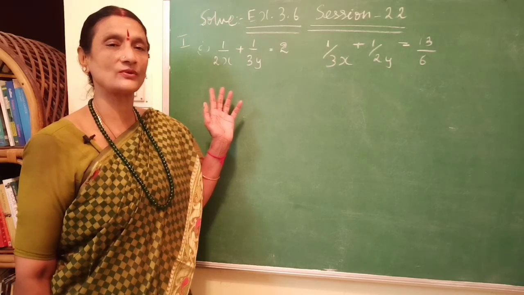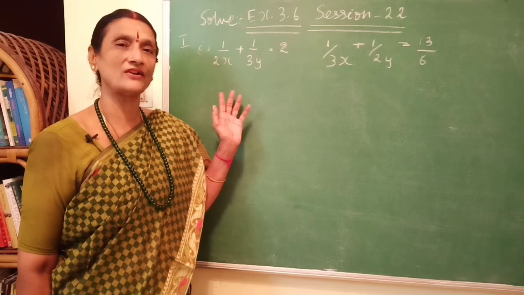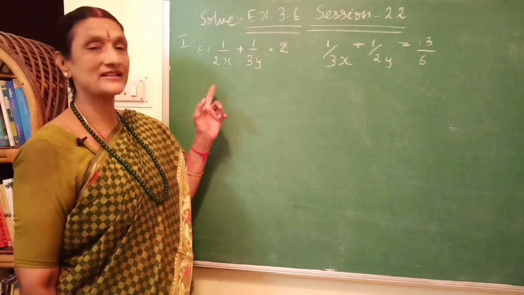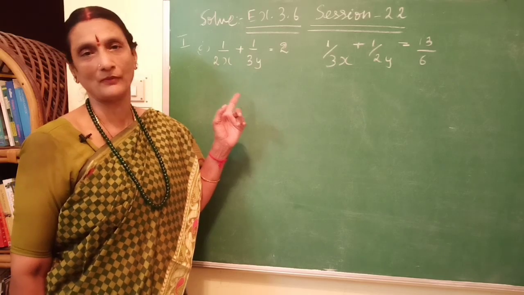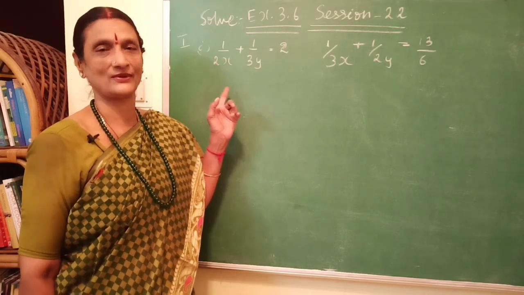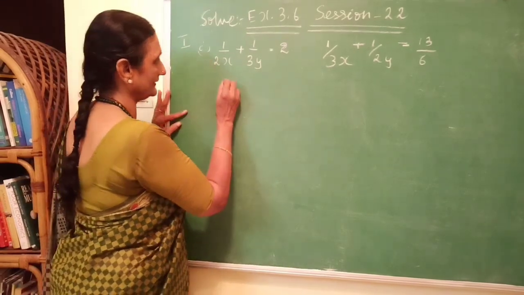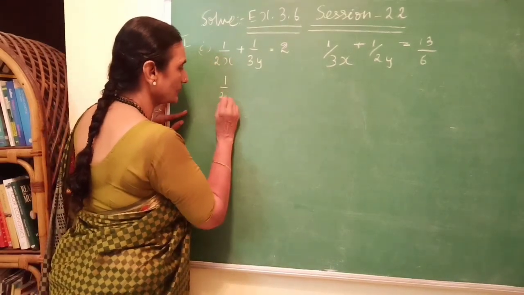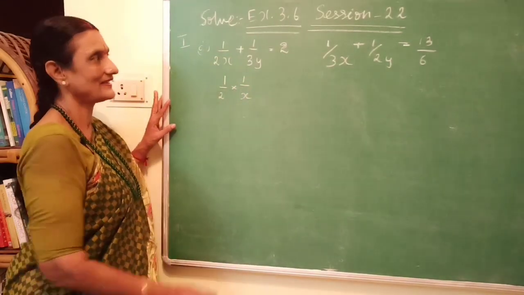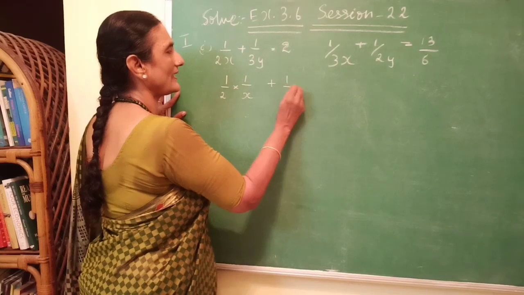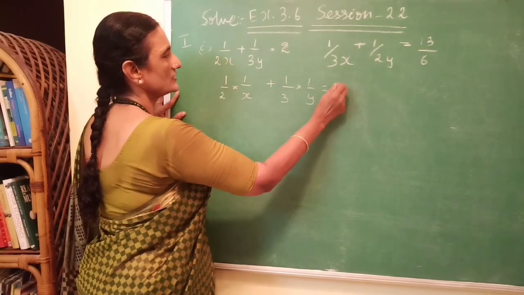We have discussed only the solving of linear equations. That means the power of x and y should be 1. But for minus 1 and minus 1, we have not got any method. But we can still solve it. How do we do that? Now, all of you have a close look at the board. 1 by 2x can be split and written as 1 by 2 into 1 by x. Similarly, 1 by 3y can be written as 1 by 3 into 1 by y, which is equal to 2.